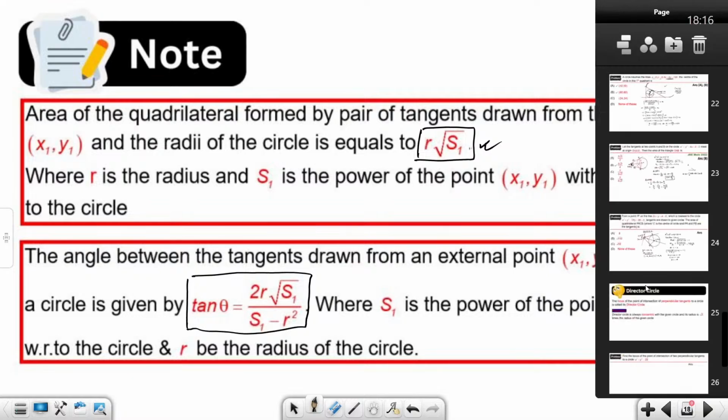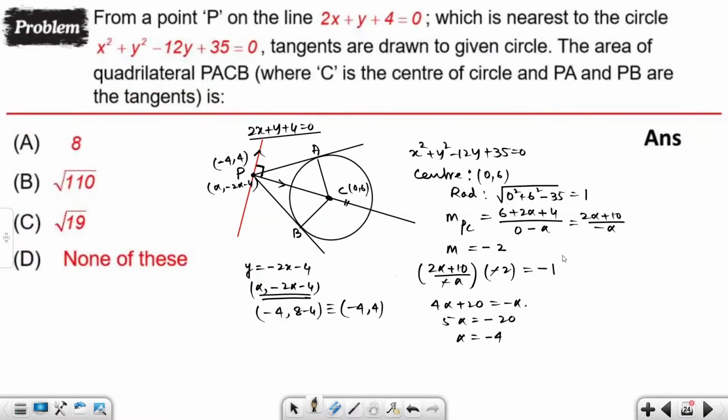So in our problem, please see, we have to find out the area of the quadrilateral PACB, which is nothing but R into root S1. So what is R? R I got, which is equal to 1. So the area will be 1 into root S1, which is nothing but root of S1. That is, we have to find out the length of the tangent PA or PB. It's all the same. So what is the length of the tangent PA? The point outside the circle is minus 4 comma 4.